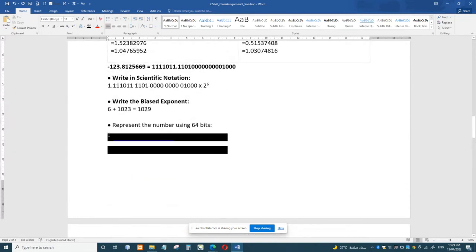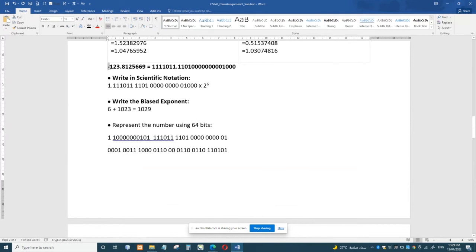Okay, so let's see what we are going to do. This is our sign bit, because our number is negative. So the sign bit is 1. And what about 1029? This is the representation of 1029 using 11 bits. As you know, in the case of double precision, you have to use 11 bits for representing your biased exponent, and this is exactly 1029, because 1024 plus 5 is 1029.